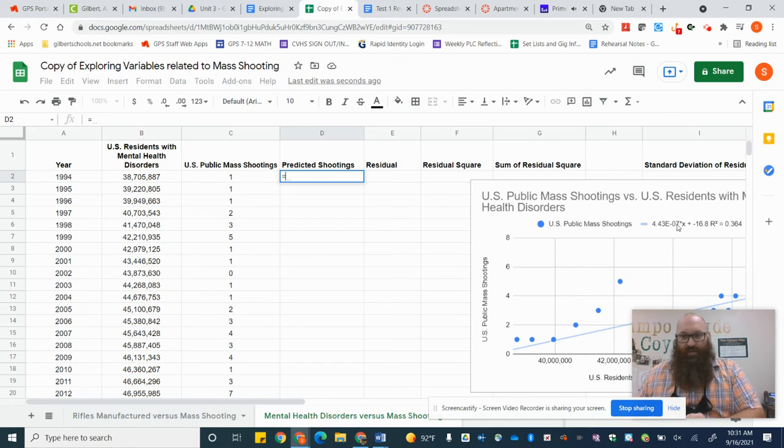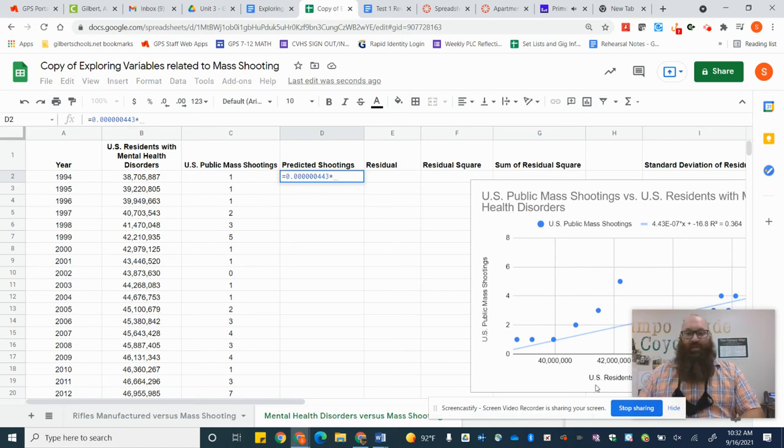Remember, this e to the negative 7 tells us we want to take the decimal place here on this 4.43 and shift it to the left 7 places. So here that's going to mean we would have 0 point and then 6 leading zeros, 1, 2, 3, 4, 5, 6, and then 443 is the numeric part. So that is what 4.43 e to the negative 7 is. It's just scientific notation. And then in our regression, we see that it's times X.